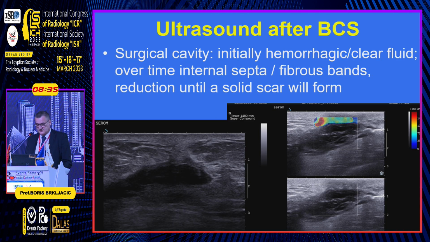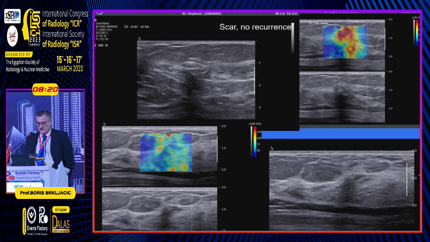On ultrasound, we see this surgical cavity, which is initially clear hemorrhagic fluid, and then over time internal septa and fibrous bands develop, and they usually reduce until a solid scar forms. However, with ultrasound, it's very hard to differentiate scar versus recurrence, they look the same, and sometimes even scar may look stiffer than the recurrence. This was a case of recurrence 8 years after breast conserving surgery.